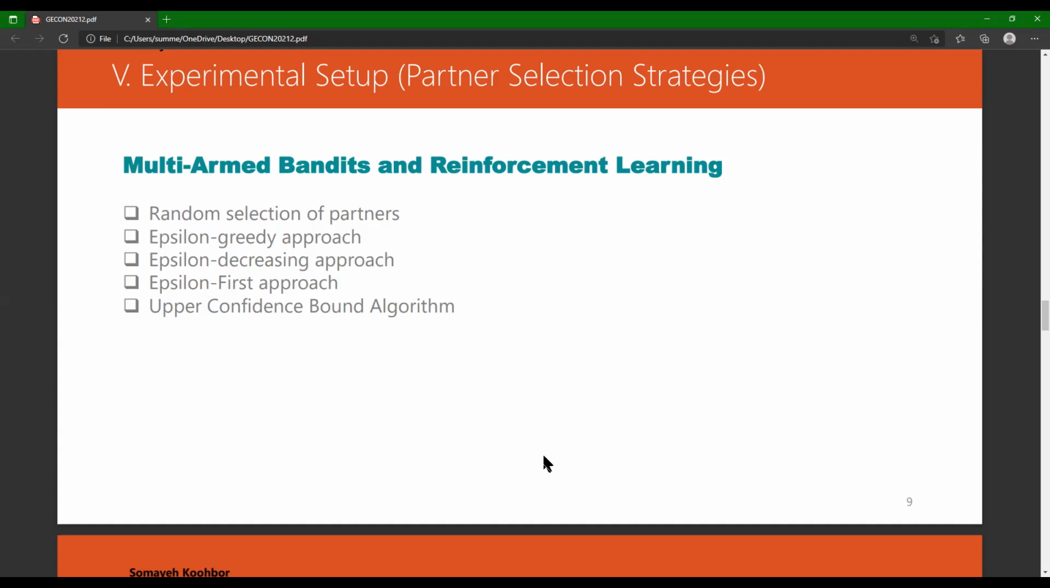Epsilon decreasing approach. So we say with certain probability the agents will explore and also they exploit, but this exploration should decrease based on time. And the reason is, the other papers argued that the more you know about your environment, obviously the more information you will have about your partners. So if that's the case, why more exploration? So exploration should decay over time and we should do more exploitation.